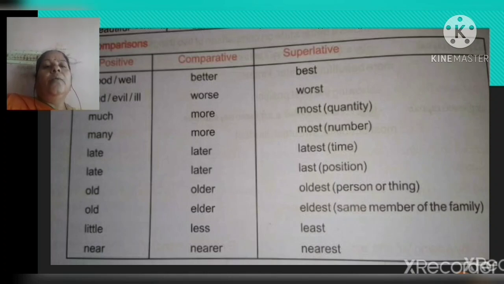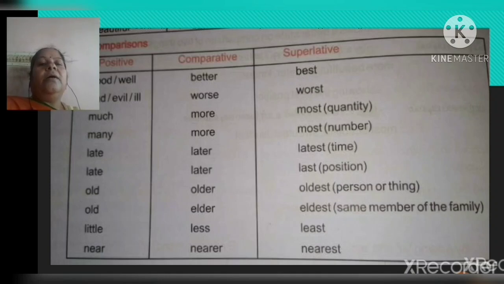Next, old, older, oldest; old, elder and eldest. Why should we use elder and older as different forms of the comparative and superlative degree? Do you know? Because older we use for other persons and other things. Elder is used for the same person in our household itself, for example, our siblings. When we compare our siblings, we should use elder or eldest. Is it clear, all of you?